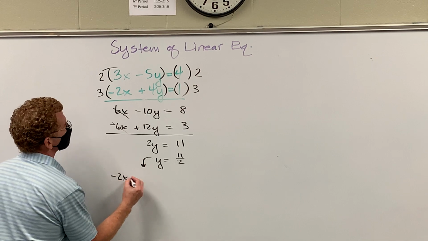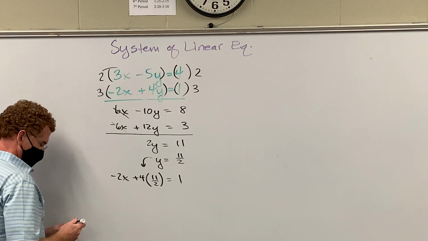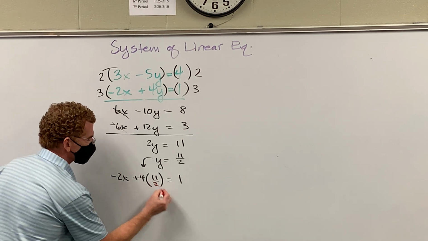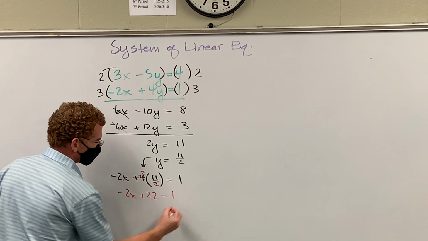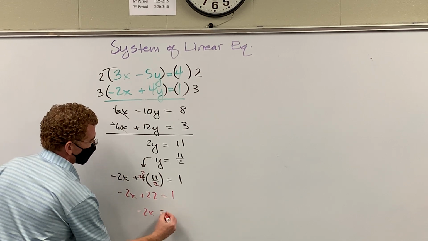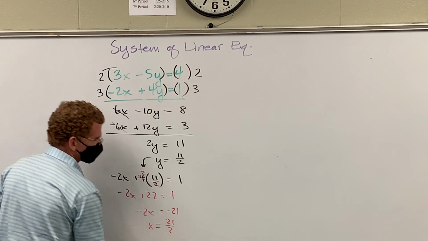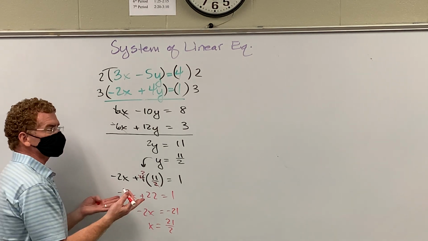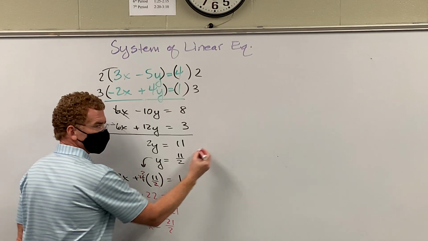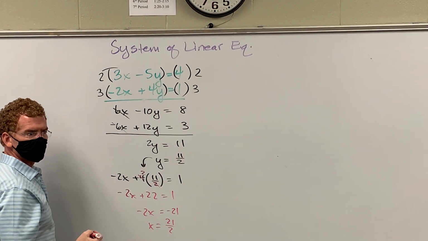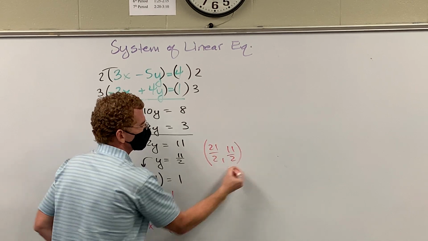So negative 2x plus 4 times the 11 halves equals 1. And now I can cancel to clean it up, and I get negative 2x plus 22 equals 1. Negative 2x equals negative 21, so x equals 21 halves. And the way I write a solution to a pair of lines would be a what? An ordered pair, a point. So 21 halves, comma, 11 halves.